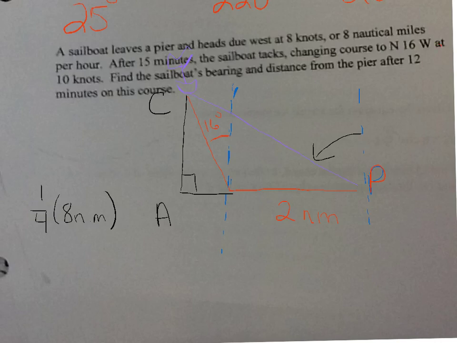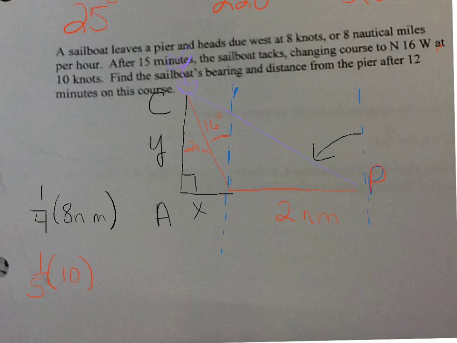All right? From here to here, where he stopped, he went 12 minutes at 10 knots per hour. What part of an hour is 12 minutes? 1/5. So how far is this distance? 2 nautical miles. All right. I have 2 unknowns here. I don't know what this is, and I don't know what this is.